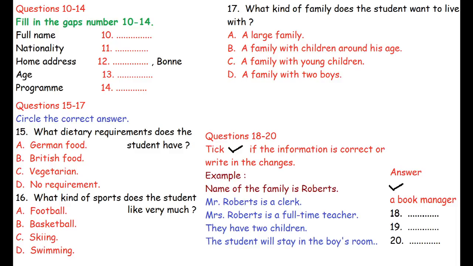F-R-A-N-Z. We say Z in Britain. Oh, I'm sorry. Z, yes. F-R-A-N-Z. And the next word is Dieter. D-I-E-T-E-R. And the last word is Strausser. So that's S-T-R-A-U-S-S-E. Franz Dieter Strausser, number 5. Number 5, uh-huh. In Bonn.